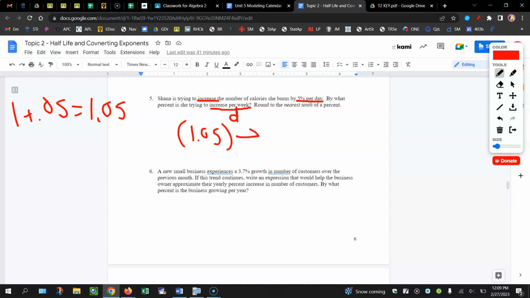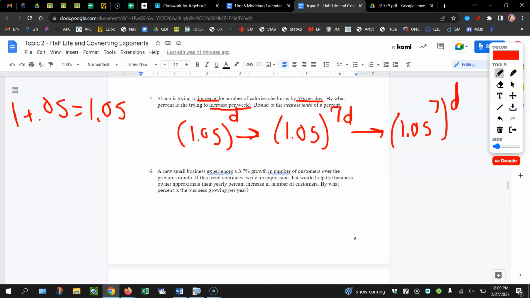Now, I want to convert this into calories burned per week. So 1.05 raised to 7D. We're going from days to week, so we're increasing the time span. That's why we're using multiplication. So taking this one step further, the base is going to be 1.05 to the 7th to the D. But if we want to convert to weeks now, instead of using D, we're going to use W.